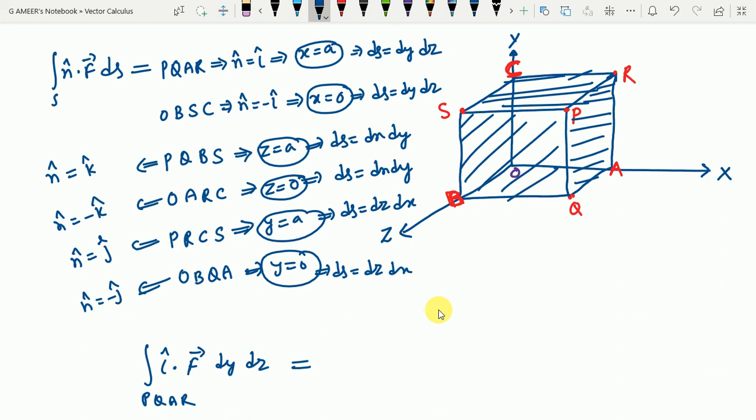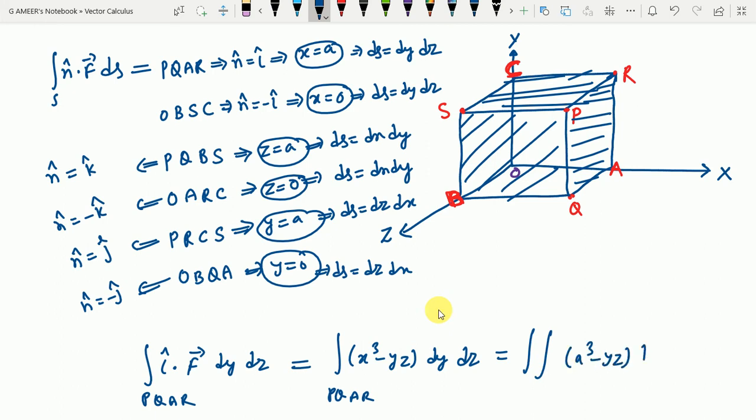So in f, what is the i component? That is x cube minus yz. So the integration for PQAR will be x cube minus yz into dy dz. What is the x value? The x value is a. You substitute x is equal to a here. So in this surface integration, a cube minus yz into dy dz, where y is going from 0 to a, z is going from 0 to a, as it is a cube.